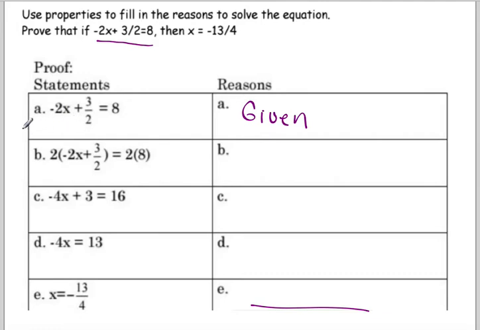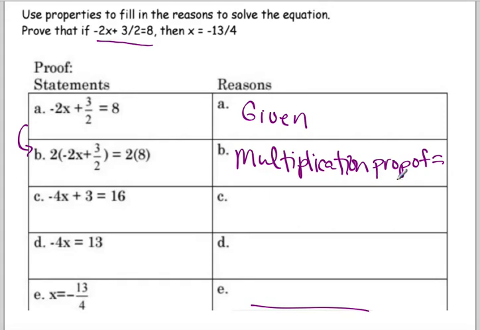So from step A to step B, we have to say over here, what did they do? From the first thing, they gave us the equation, that's here. From A to B, they multiplied both sides by 2. They're wanting to get rid of their fractions. That is multiplication property of equality. Now, I'm not going to count off if you don't have property of equality for multiplication, addition, subtraction, that sort of thing, because they only have the property of equality. Again, it's the ones that have the property of congruence that you have to be extra careful of.